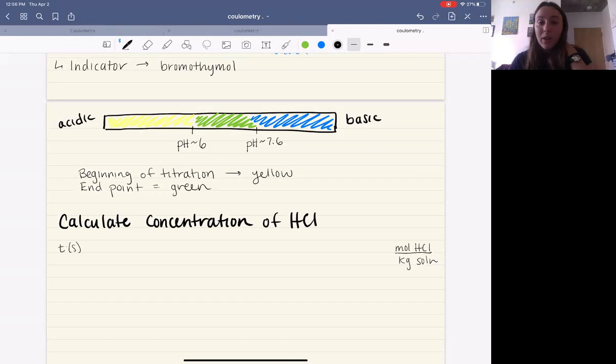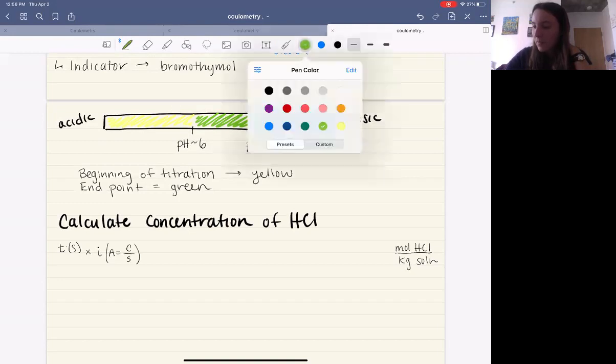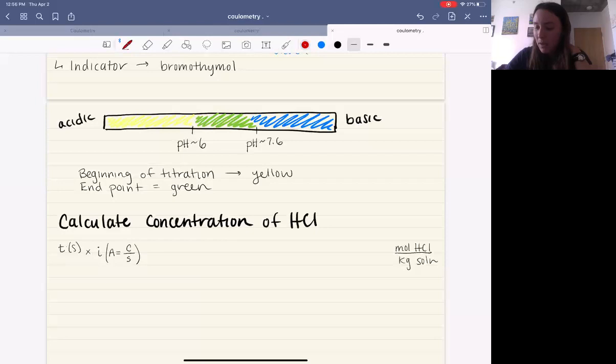and then we also know the current. So if we multiply by the current I, notice that current is measured in amps, which is the same as coulombs per second. So this way, by multiplying by current, we can cancel out those seconds. And now we have the coulombs that we've applied to our reaction. And then look, our goal here, we're trying to get moles of HCl.